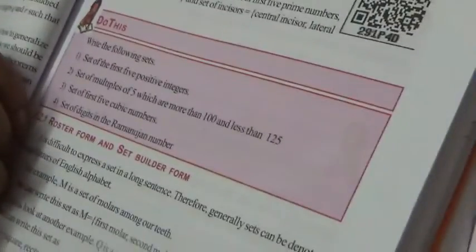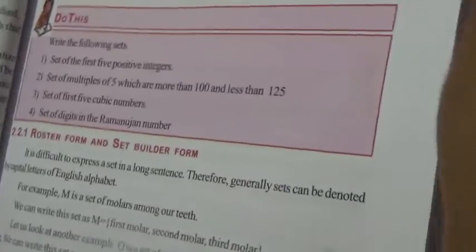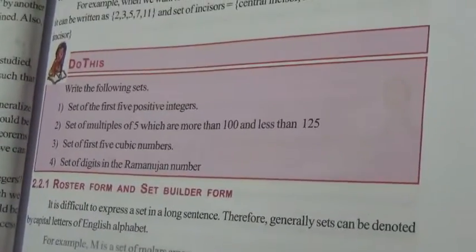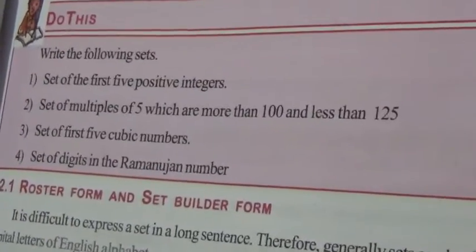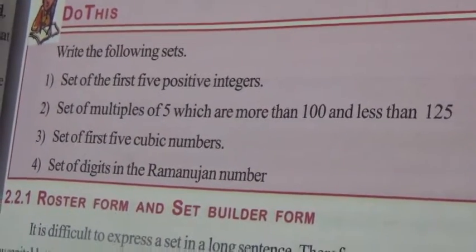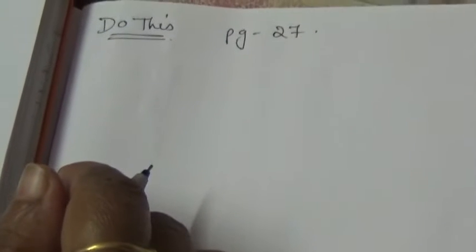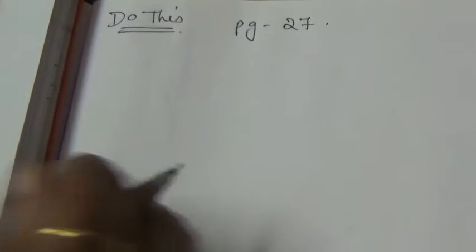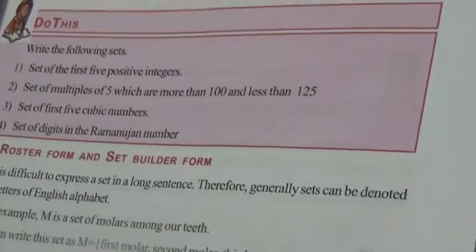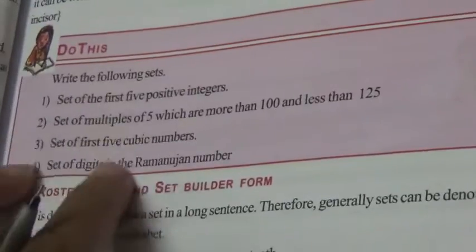Now we will go to page number 27. On page 27 there is a do this, right. Look here, I'll write the solutions for this. I already told you the meaning of a set. So write the following sets. We have to write the sets for these statements.